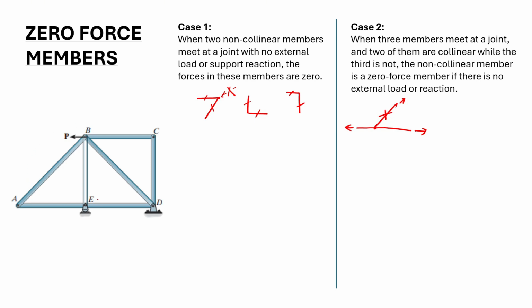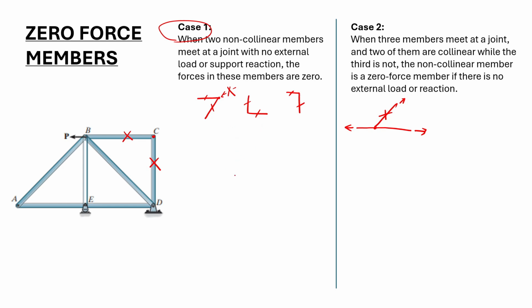If we look at the truss shown here, there's joint C where members BC and CD meet. These are two non-collinear members, and there's no external load applied at this point C. Then by case 1, member BC and member CD do not carry any forces, so they are zero force members.